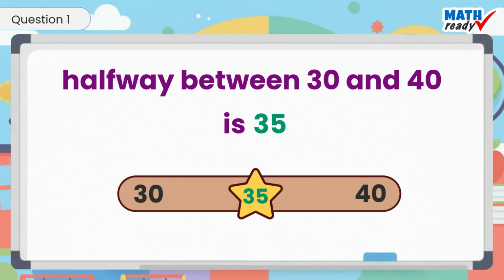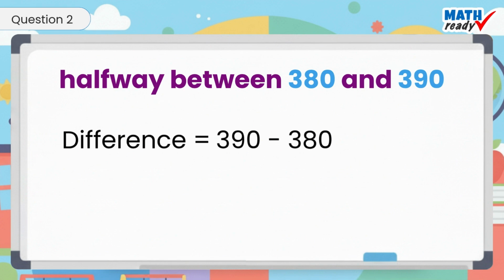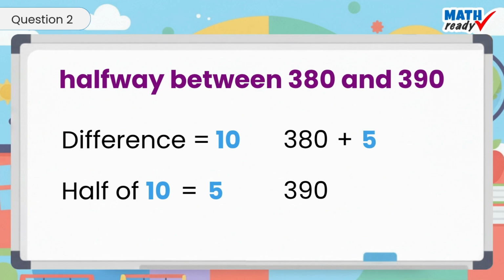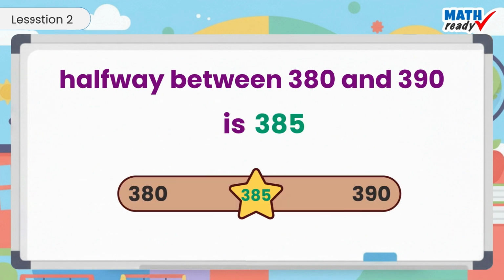Let's have a look at the second example. What number is halfway between 380 and 390? We know that the gap between 380 and 390 is 10. Half of 10 is 5, which means we either add 5 to 380 or subtract 5 from 390. 380 plus 5 is 385, and 390 minus 5 is also 385. So, the number halfway between 380 and 390 is 385. Now it's your turn.